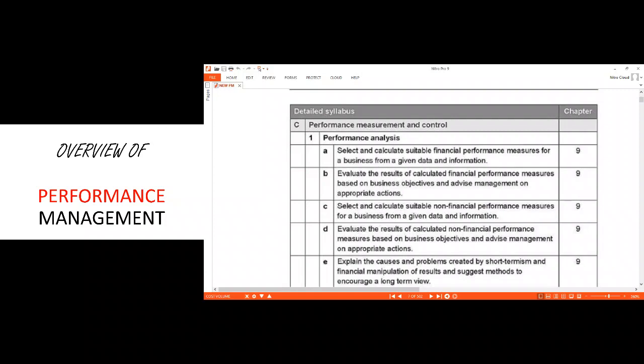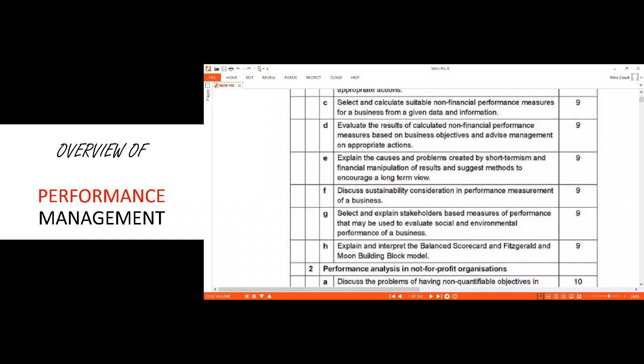Just as we have financial performance, we are going to measure them based on business objectives, the KPIs and the like. We are going to explain to ourselves the causes and the problems created by short-termism and financial manipulation of results and how it affects our budgetary control and profitability.